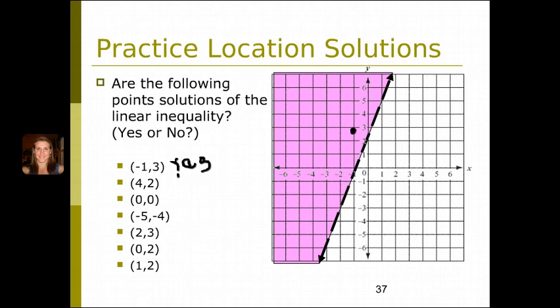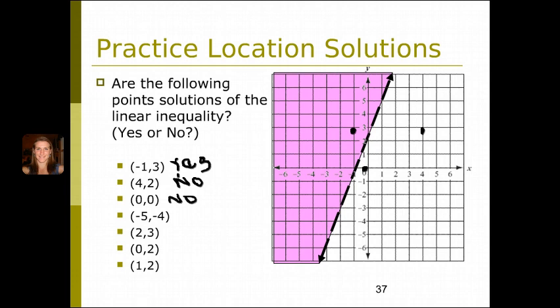Next, we look at the point 4, 2, or the ordered pair 4, 2. If we were to graph 4, 2, it would be here. Since it does not fall within the shaded region, then the answer to this question, whether this is a solution, would be no. We look at 0, 0. 0, 0 would be right here. Since 0, 0 is not part or within the shaded region, the answer to it being a solution of this inequality is no.